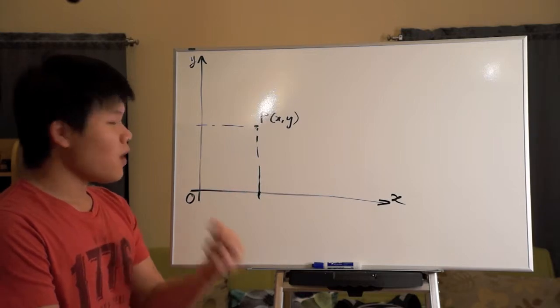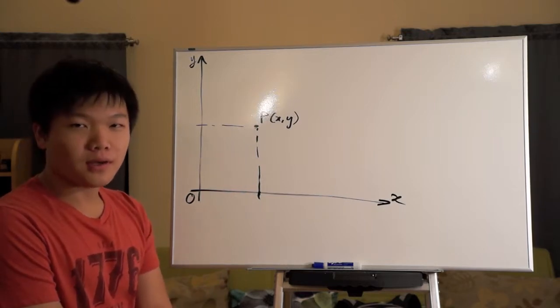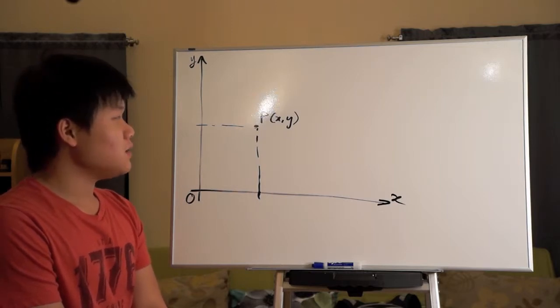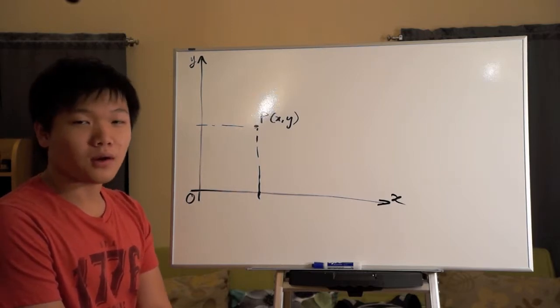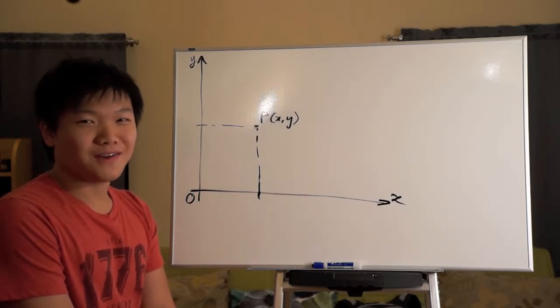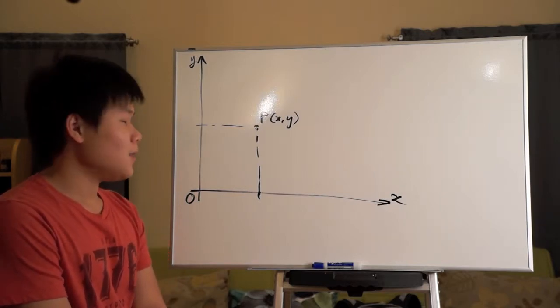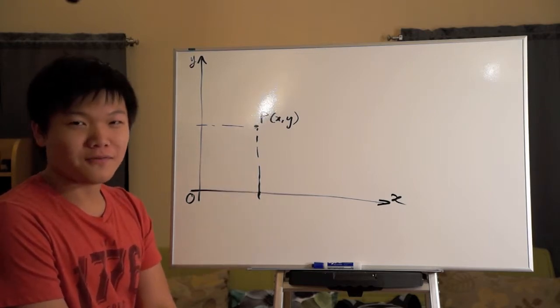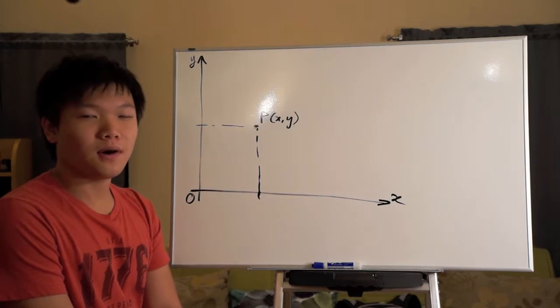So is there any other way that we can represent a point using some other coordinate? Today we're going to introduce a new coordinate, the polar coordinate, which is not that new. It was invented a couple hundred years ago, but it's quite different from the rectangular coordinate.